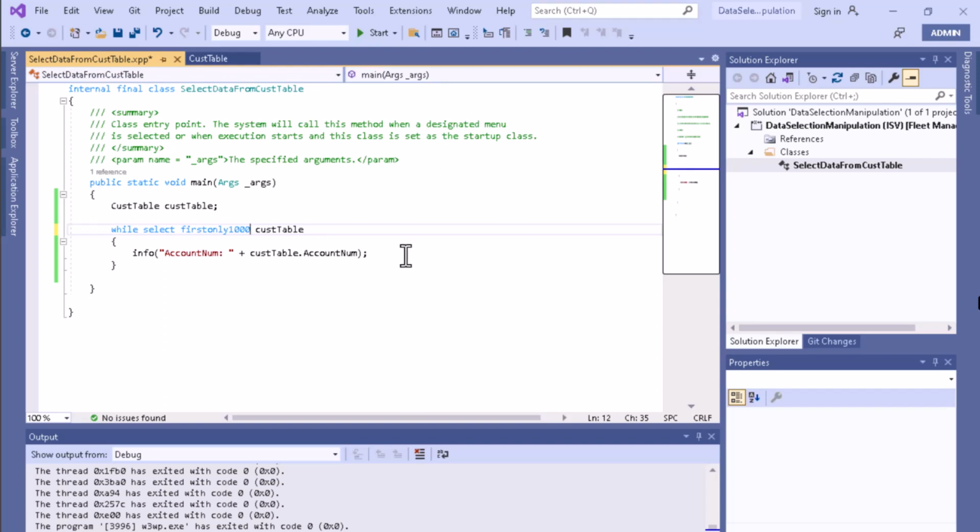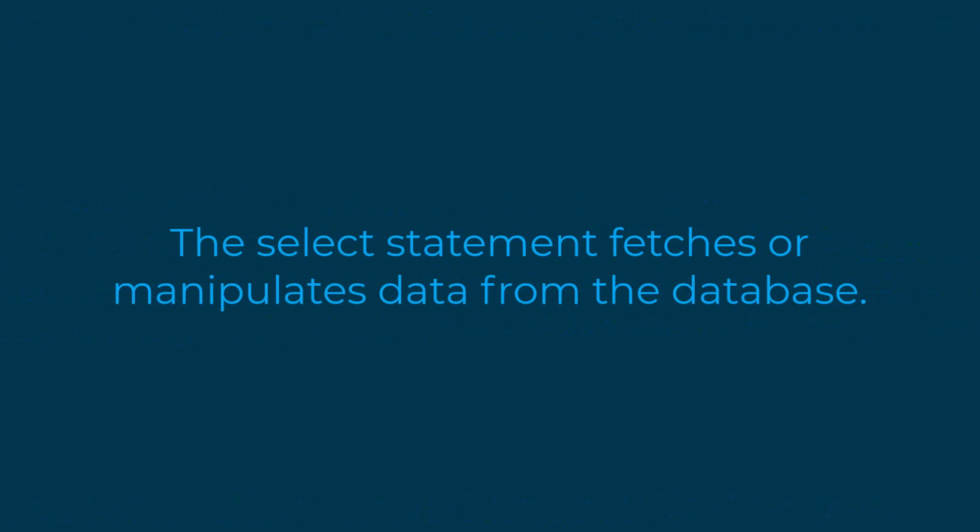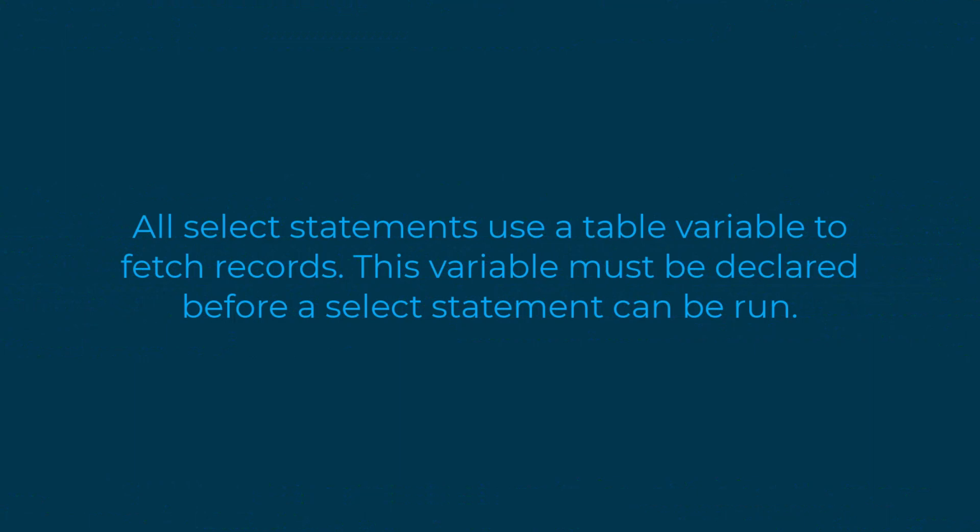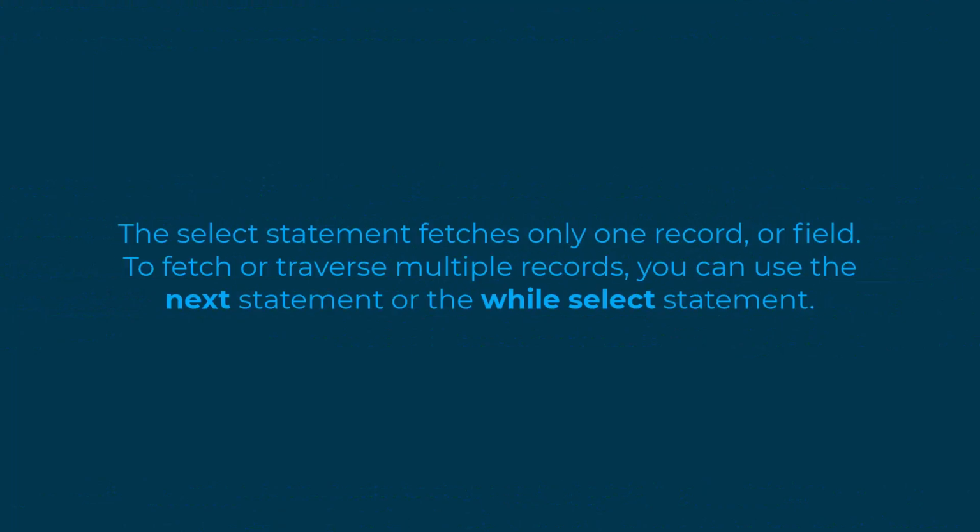Now let me talk about some important points for this particular select statement. Remember that the select statement fetches or manipulates data from the database. Point number 1, all select statements use a table variable to fetch records. This particular variable must be declared before the select statement can be run. The second point, the select statement fetches only one record or field. To fetch or traverse multiple records, you can use the next statement or the while select statement.